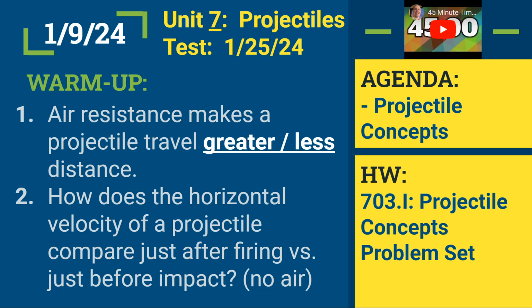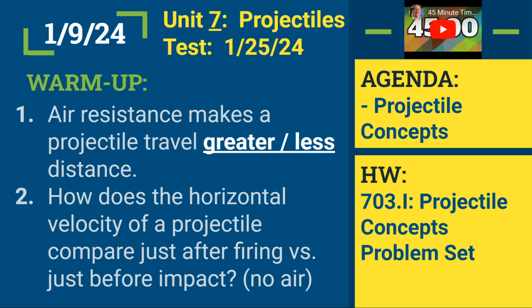So question number 1 says air resistance makes a projectile travel, and then again, you're just filling in the blank here, greater or less distance. What do you guys say? Shorter distance, yeah. So less according to this, but I think it is shorter in my open math. But yes, air resistance, if it is present, is going to both reduce the vertical and horizontal displacement of that projectile, or rather the maximum height and the range of that projectile.